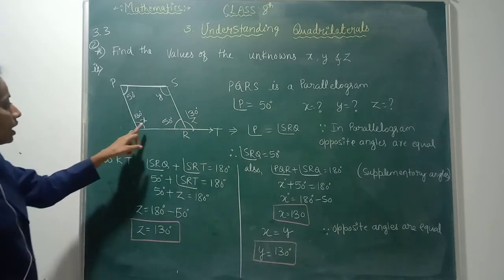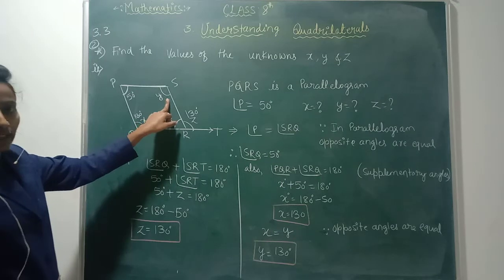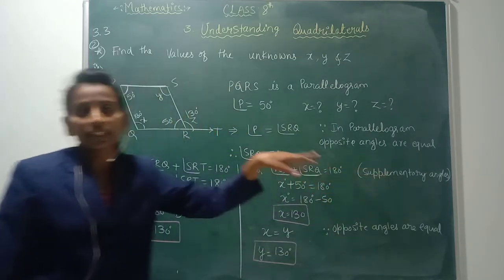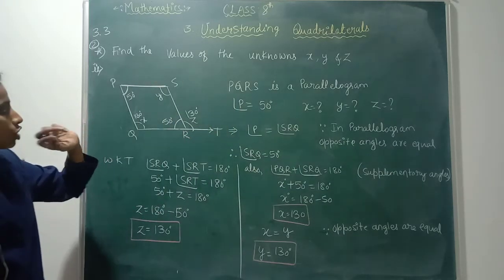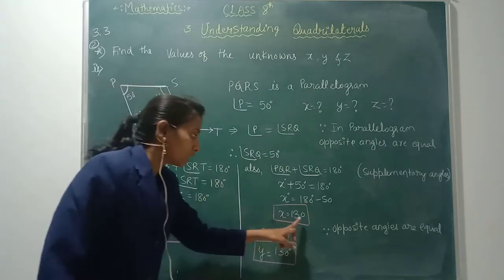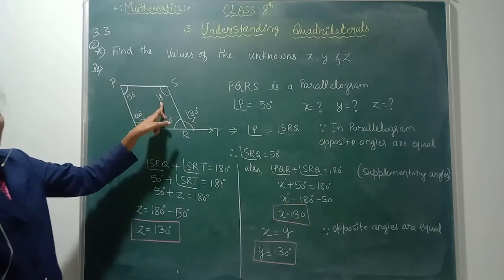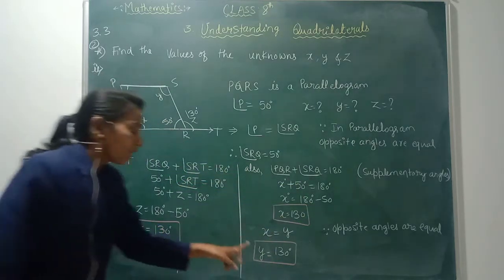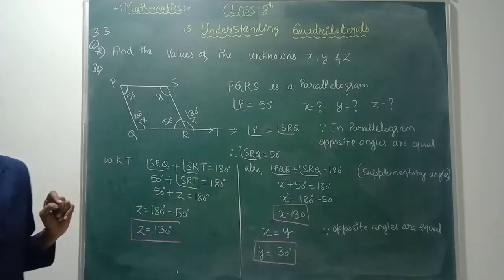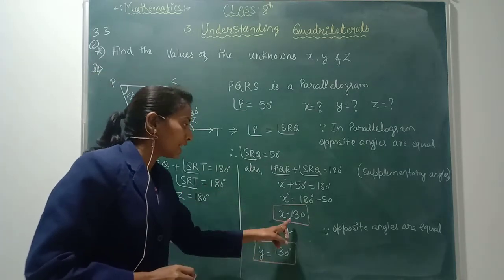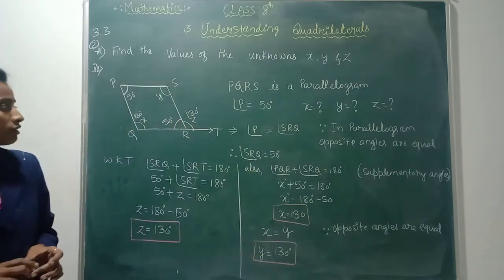Again, see, angle X is equal to angle Y. Why are they equal? Because in a parallelogram opposite angles are equal in measurement. We have already found that X is equal to 130 degrees. X is equal to Y because opposite angles are equal in a parallelogram. That's why Y also is 130 degrees. So the X value is 130 degrees, Y is also 130, and Z we got as 130 degrees.